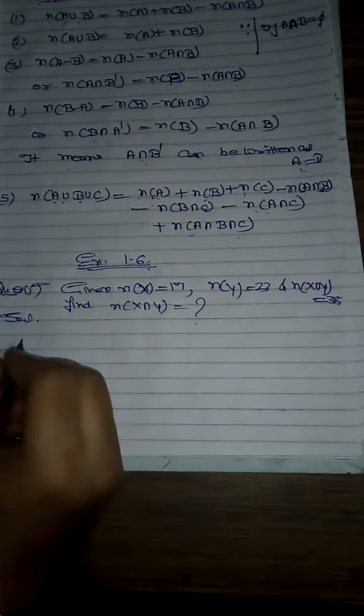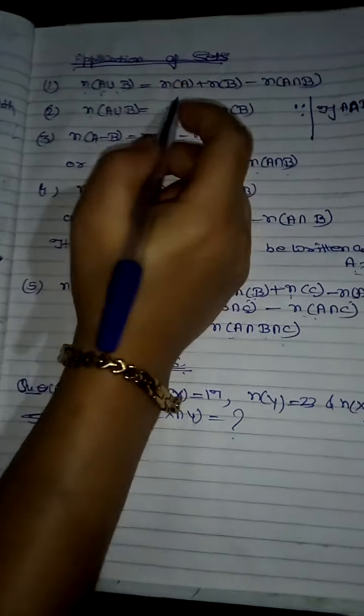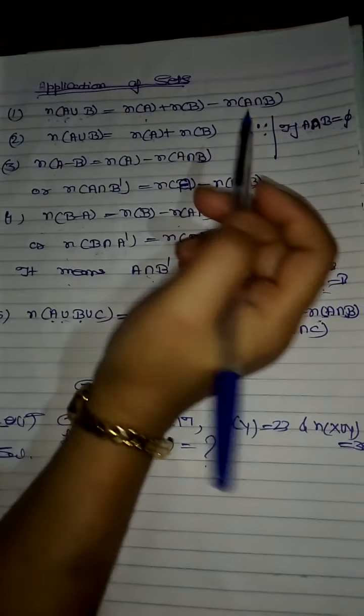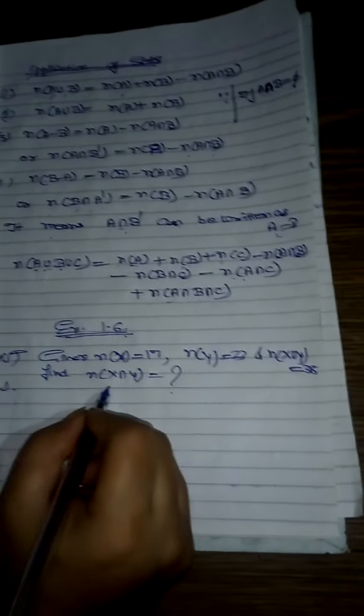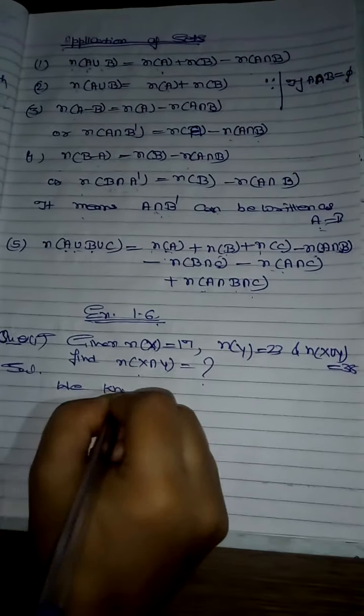First of all, we will write here, according to this formula, n of A union B is equal to n of A plus n of B minus n of A intersection B, and here we have to find out the intersection.